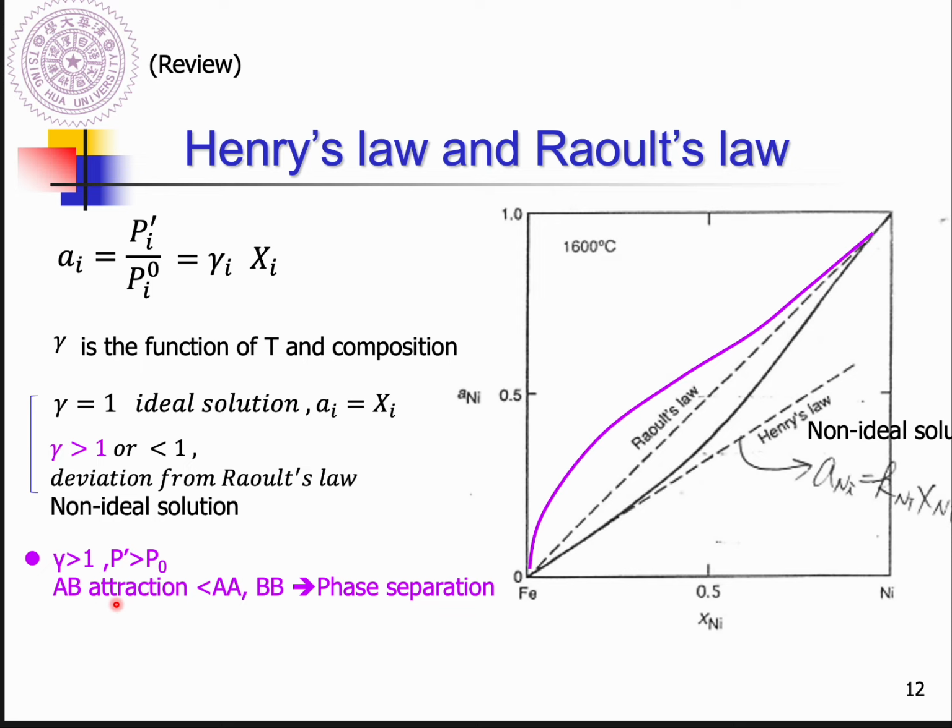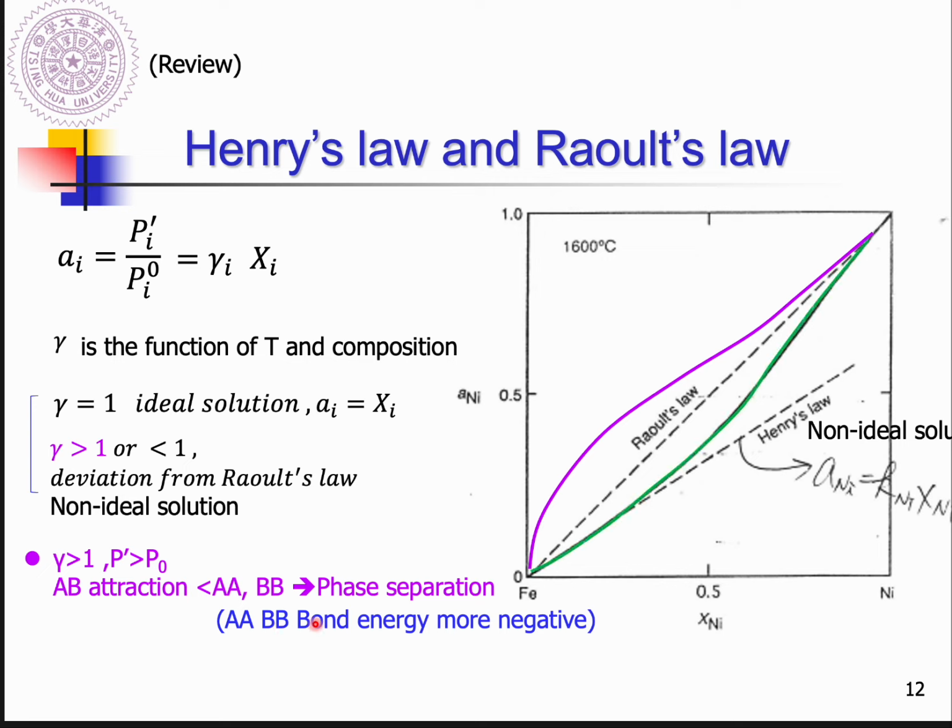And because the attraction of bond energy is weaker, and you know the bond energy is negative, AA and BB are stronger, right? So it's more negative, and more negative will decrease the total free energy of a system. So these solutions or mixtures will go to phase separation, because phase separation can lead to the minimum Gibbs free energy.